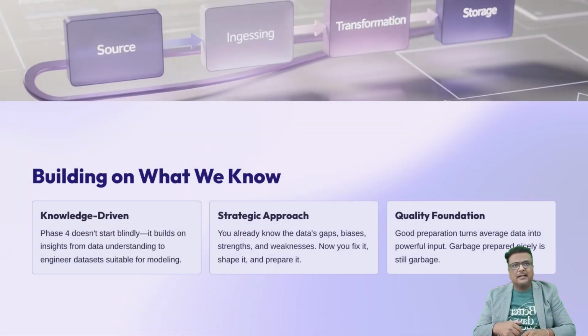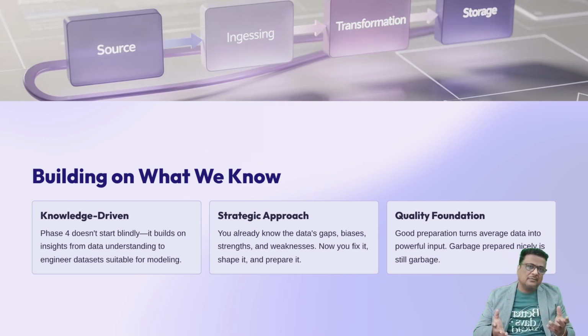Now, let's gently connect phase 4 to everything we've already done. Data preparation builds on insights from data understanding to engineered datasets suitable for modeling. In everyday language, this means phase 4 does not start blindly, it starts with knowledge. By now, you already know where the data comes from, you already know its gaps, its biases, its strengths, and its weaknesses. Now, watch how this connects. Phase 4 is where you say, okay, knowing all this, how do we fix it, shape it, and prepare it?